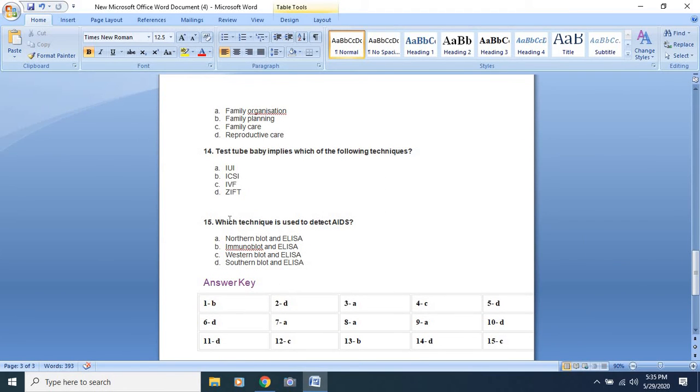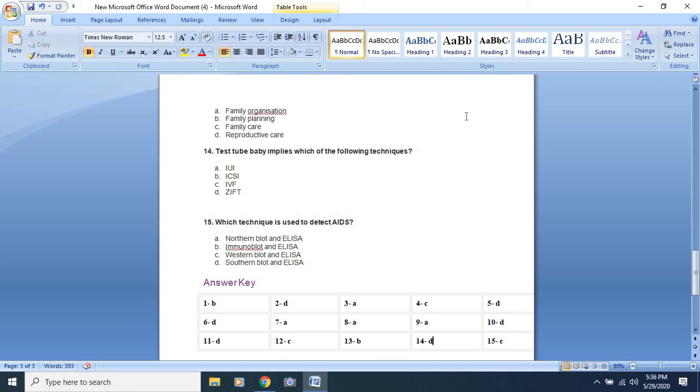Last, which technique is used to detect AIDS? So here the answer will be the C option, that is Western blot and ELISA. Here students, note that Western blot is used for protein detection, and ELISA is the confirmatory test to detect an AIDS positive patient, and the full form of ELISA is enzyme linked immunosorbent assay.